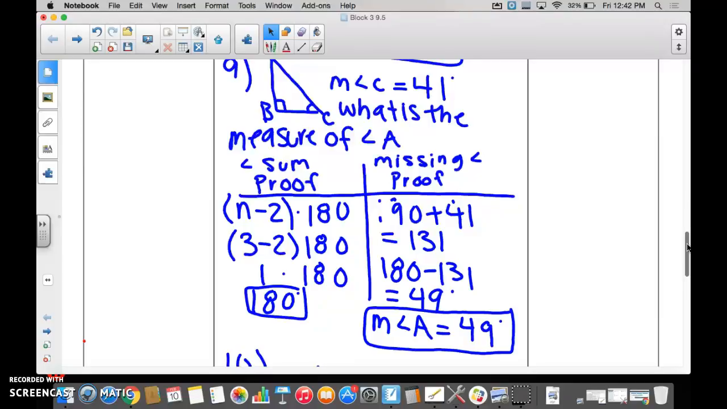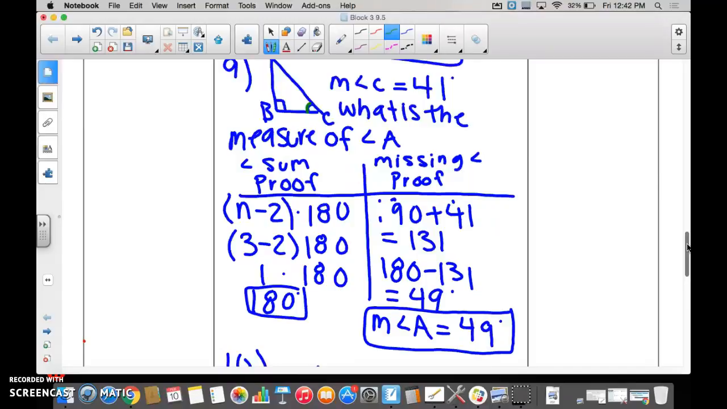We did all of our angles. We did 90 plus 41, and then we said that equaled 131, and then we subtracted 131 from 180, and then we got 49. But where did the 90 and 41 come from? The 90 came from the right angle, and then the 41 was already given. It came from angle C, and it was given to you.